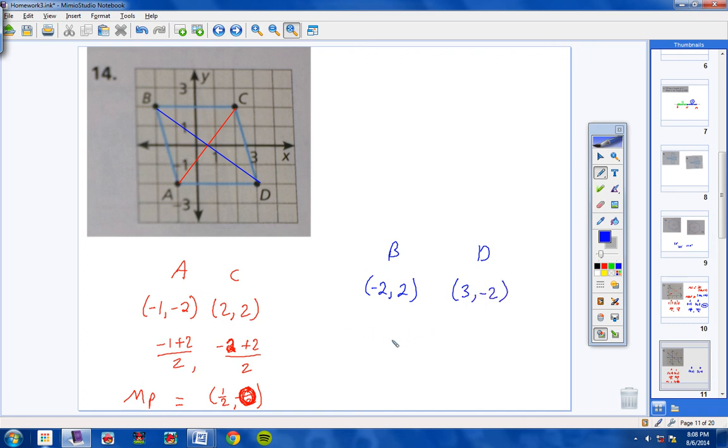It would be x plus x, -2 plus 3 over 2, and then y plus y, 2 plus -2. Excuse me, that would be a +2 right here. So a +2 plus a -2 all over 2, and that again would give you 1/2, comma, and 2 plus -2 is 0, and 0 over 2 is 0. So the midpoint of BD is also 1/2, 0. So the answer is yes, the midpoints are the same. Pretty simple. Two more and we're finally done.